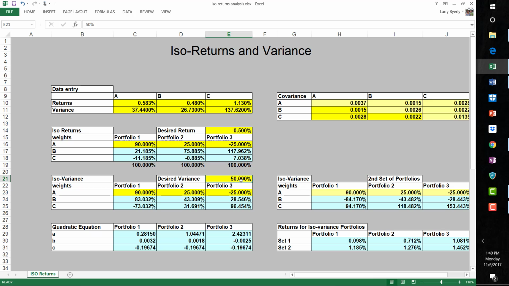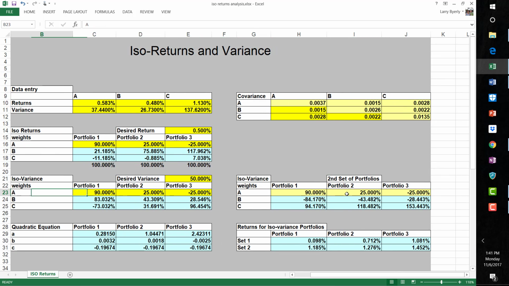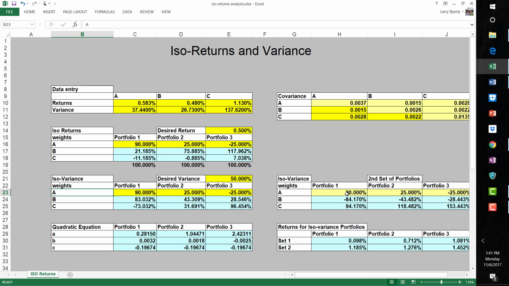In addition, because this is an ellipse, there are actually two sets of portfolios. It's created ultimately through our formula in the class through a quadratic equation. So it's a plus and minus kind of calculation, if you will. So there are also three other portfolios, as you see, that also have a variance of 50% and also have weights of 90, 25, and negative 25 themselves. So what we've created now is a set of portfolios that will give us a 0.5% rate of return.